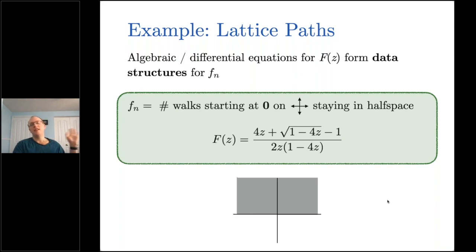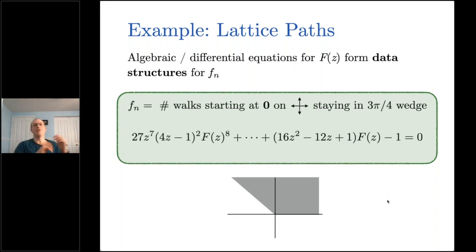Now, what about if instead of staying in a half space, I stay in what I'll call a 3 pi over 4 wedge, so this sort of shaded region here. Now it turns out that it's still algebraic, but the generating function satisfies this kind of polynomial equation of degree 8. So you cannot write down what the solution is explicitly. You can only encode it using this higher degree algebraic equation. And so again, we can still say something interesting about the sequence. I'm going to talk about it a little bit later. I don't have too much time to get into how you do all these things, but you could try and do exact enumeration, or in this case, what I would try and do is to find asymptotics.